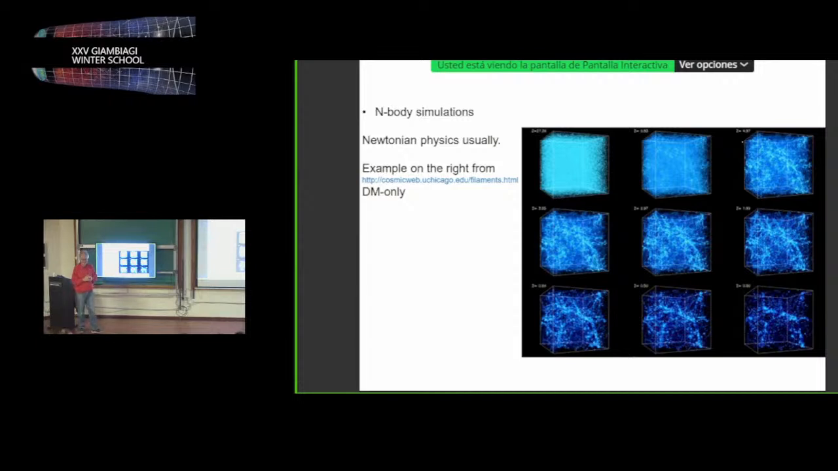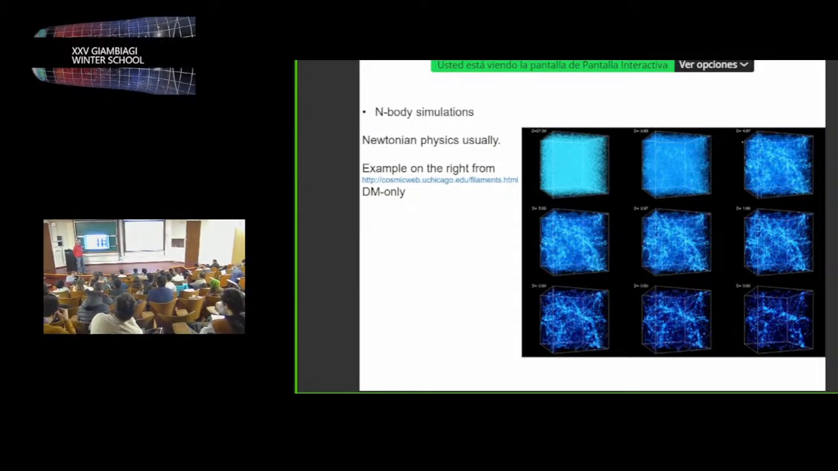Yes. Here you say that this simulation is Newtonian, and I'm trying to understand in which regime you should trust this. Well, if there are large velocities, or if you're looking at the Hubble horizon or something like that, then you need more. And there are simulations using full general relativity. For small scales, it doesn't matter, it's the same.